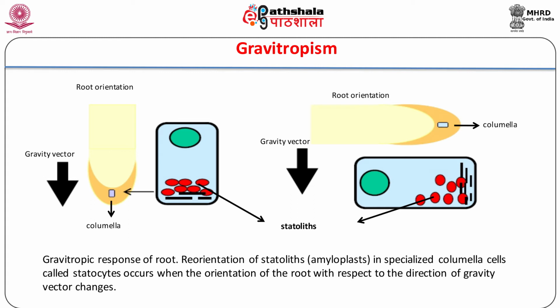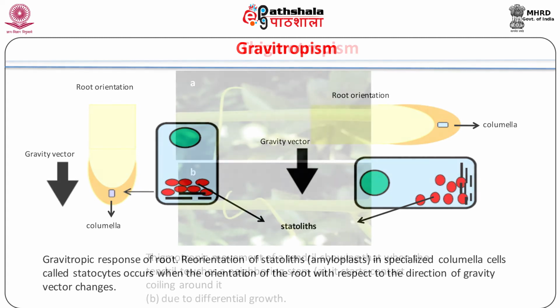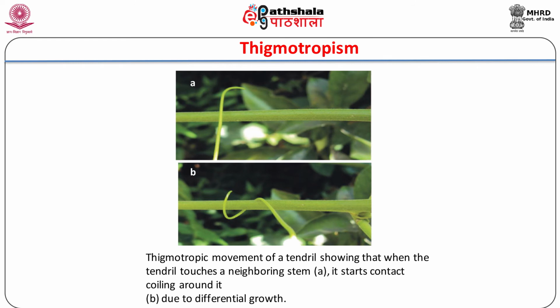Recent evidence suggests that gravitropic bending in roots is mediated by asymmetric nitric oxide accumulation that is triggered by auxin. Thigmotropism. This type of tropic movement is seen when tendrils contact an object and involves the coiling of the tendril around that object. Differential growth that leads to coiling occurs due to osmotically driven contraction of the cells on the ventral side and expansion of cells on the dorsal side of the tendril.